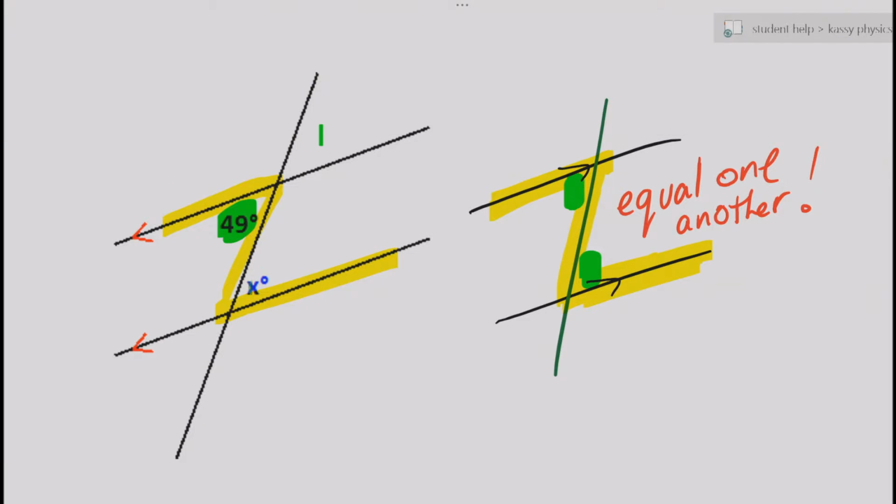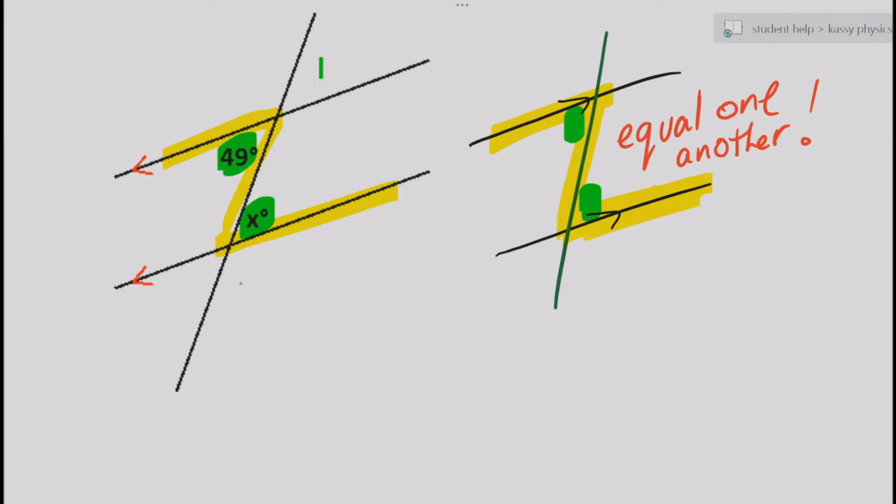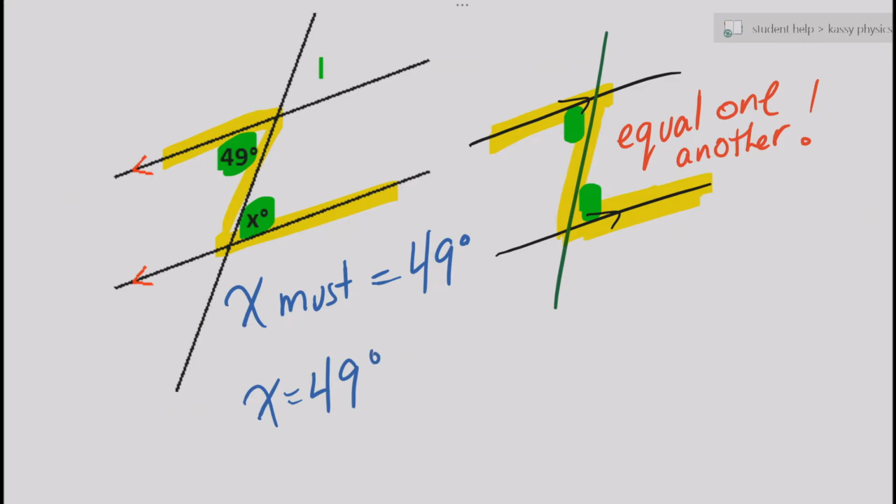which means that this angle here and that angle there must be equal to one another. So x must equal 49 degrees, so x is equal to 49 degrees. We call those alternate angles. That's the alternate angle theorem, that's the Z pattern.